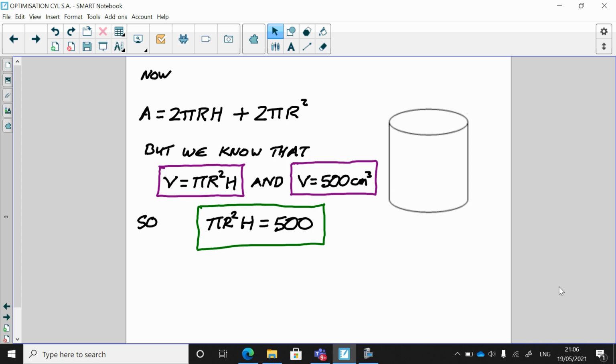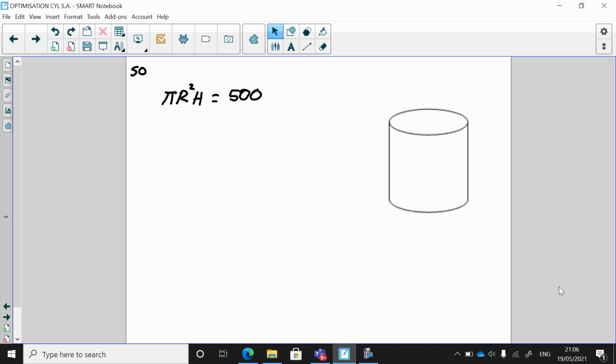Okay? So let's take it a wee bit further. There's the expression. Why don't we rearrange it to get either r on its own or h on its own? I think it would be easier to get h on its own. Get rid of that pi r squared. Take it over and divide 500 by pi r squared. There you go. That's how we've got h on its own.